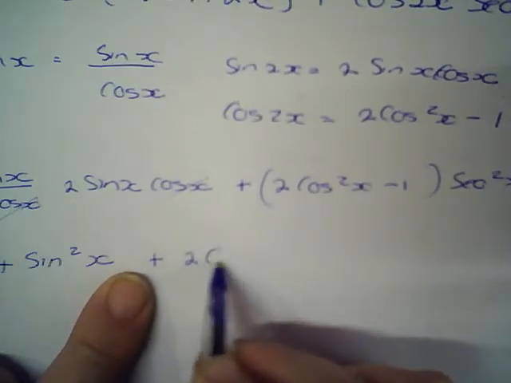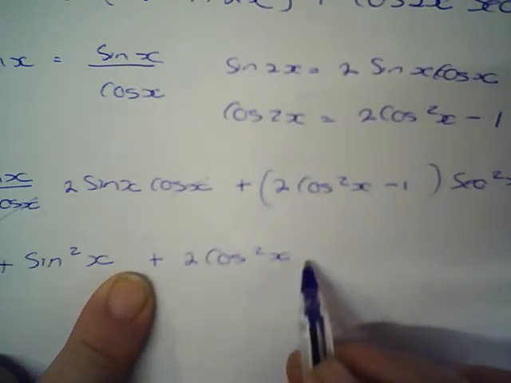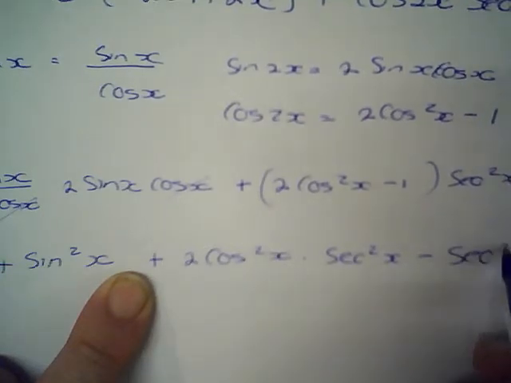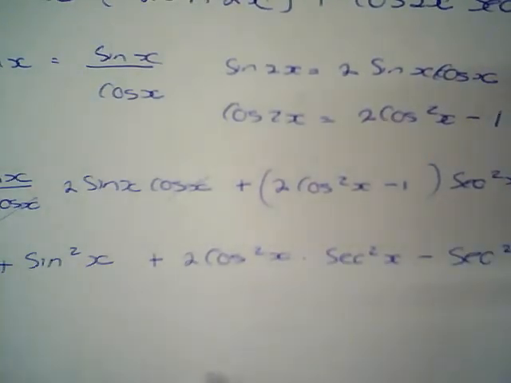Plus 2 cosine squared x times sec squared x, negative sec squared x. Okay, good. So we're moving on nicely. Let me just check that the signs are correct and I haven't made a single error. Okay, it seems right.